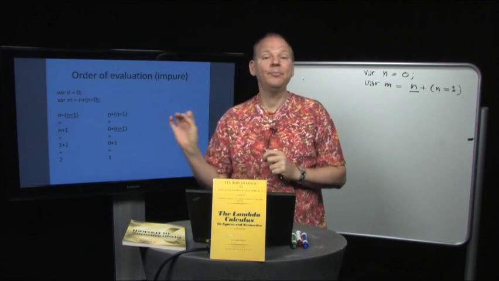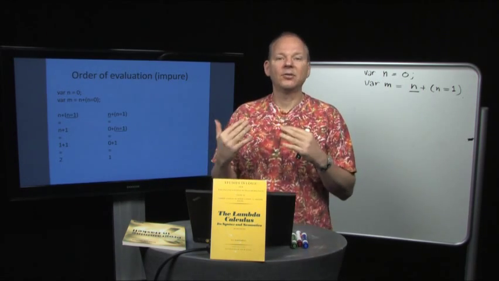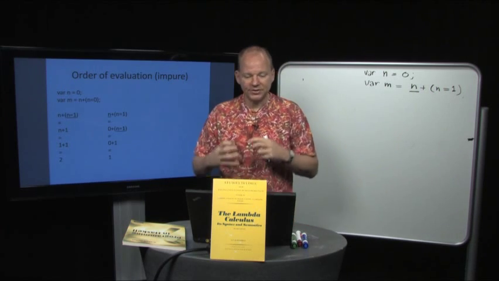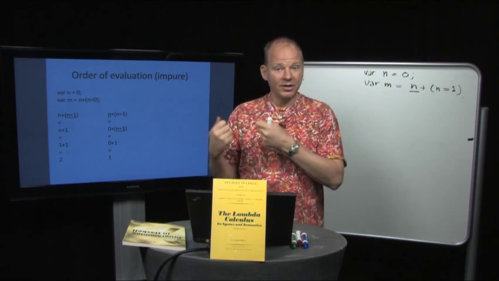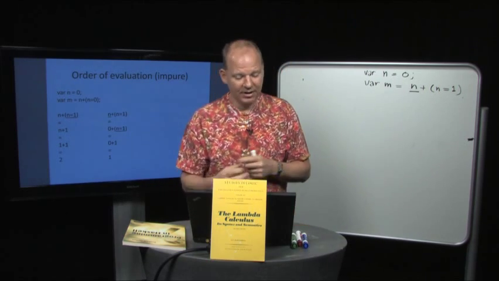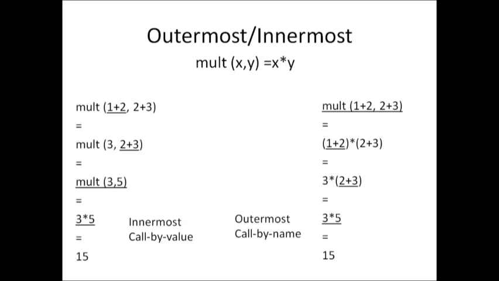So here you see with impure, when you have side effects, you can observe the order of evaluation. The way you execute your expressions will have a noticeable effect on the result. Let's look at a slightly more complex example.